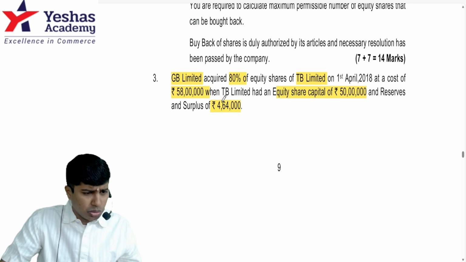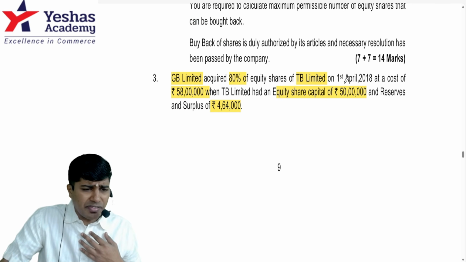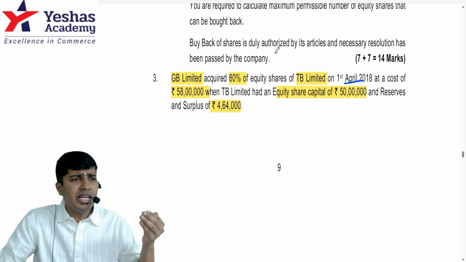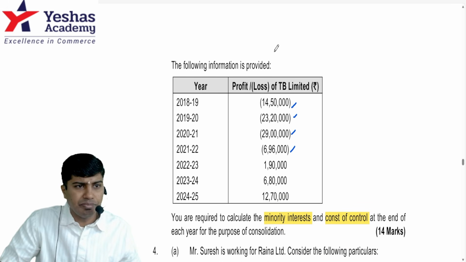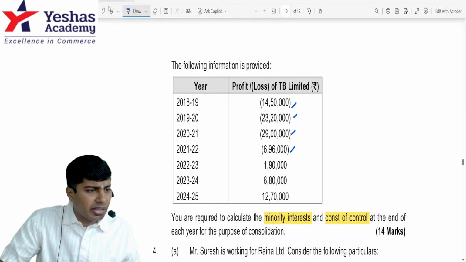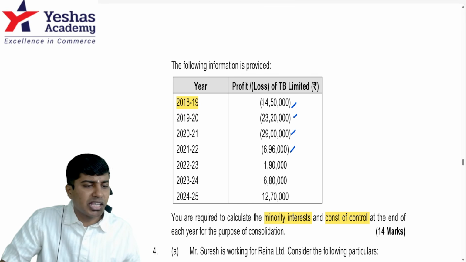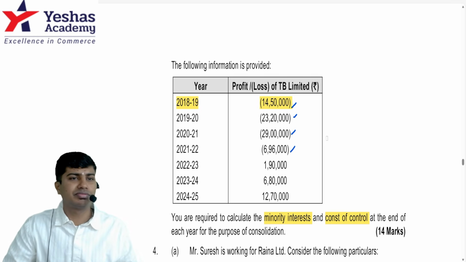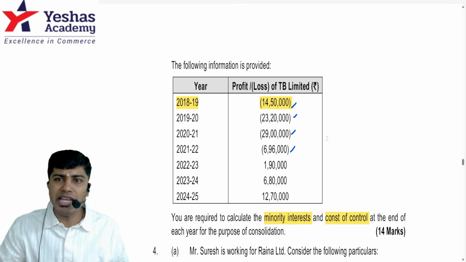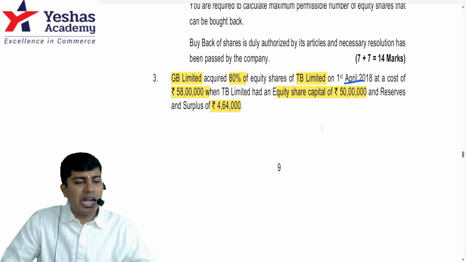Can we go to year end? If the acquisition happens on 1st of April 18, year end is 18-19, 31st of March 2019. For the year 18-19, how much profit is earned? Minus 14 lakh 50. This 14 lakh 50 is completely post. Pre is 4 lakh 64.